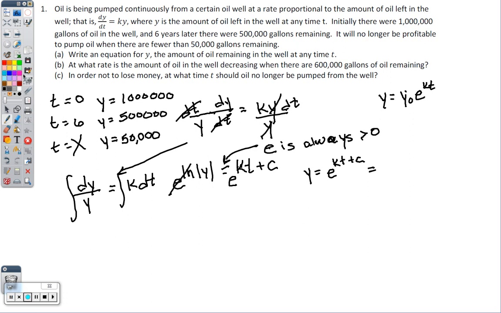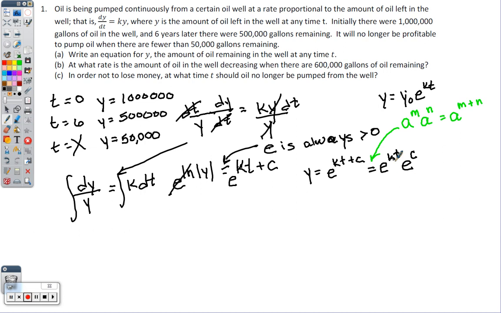And remember that once upon a time, in our algebra classes, they told us that a to the m times a to the n is equal to a to the m plus n. So we can apply that backwards. If I have a to the m plus n, that's a to the m times a to the n. And so that's going to give me e to the kt times e to the c.